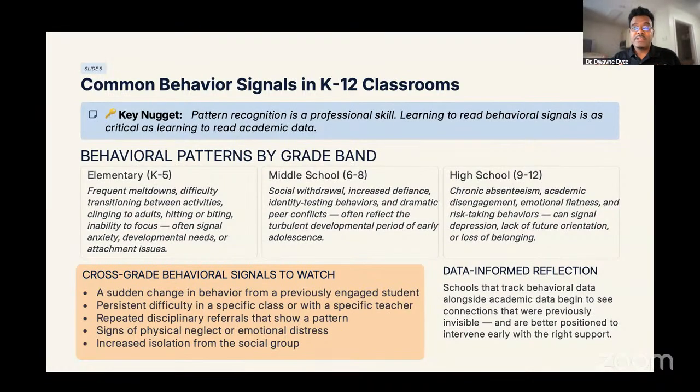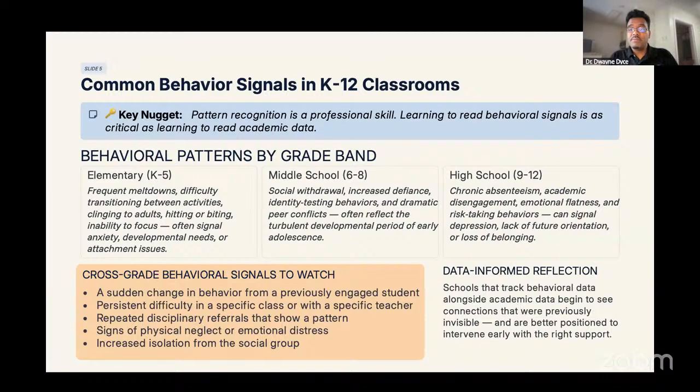All right, so while you're doing that in the chat, let's talk about behavioral patterns by grade band. If you're in elementary school, K to 6, you're looking at frequent meltdowns, difficulty transitioning between activities, clinging to adults, hitting, biting, inability to focus. All of this often signals anxiety, developmental needs, or attachment issues.